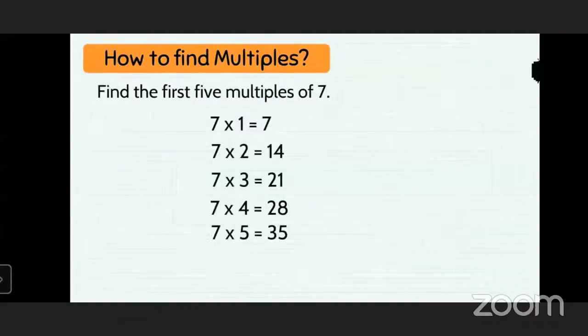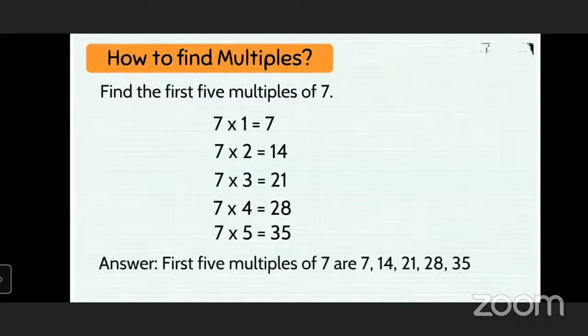So we have to multiply like this. 7 multiplied by 1 is 7, 7 multiplied by 2 is 14, 7 fours are 28, 7 fives are 35. Very good. So these are the first 5 multiples of 7, which are 7, 14, 21, 28, and 35. So this is the method where we can find multiples.